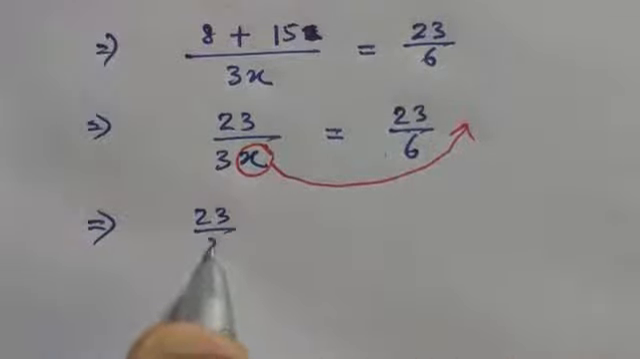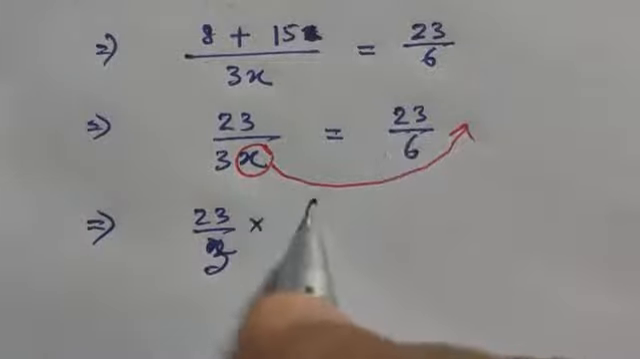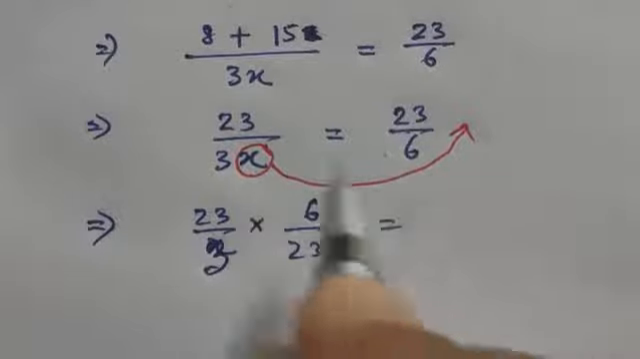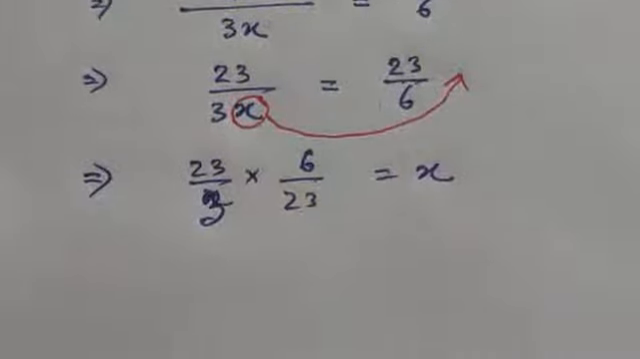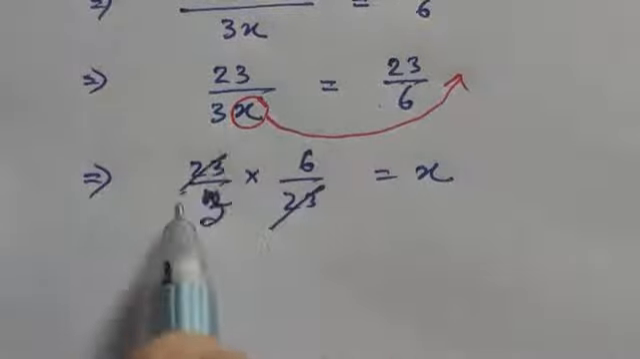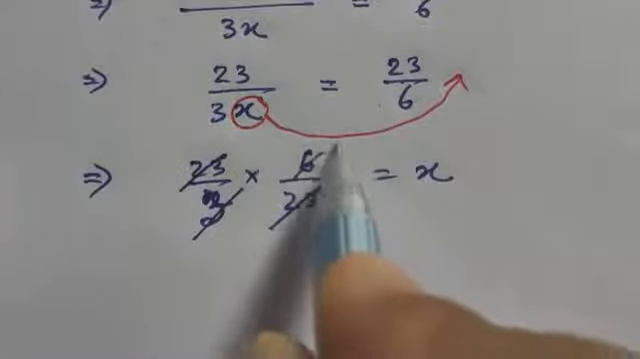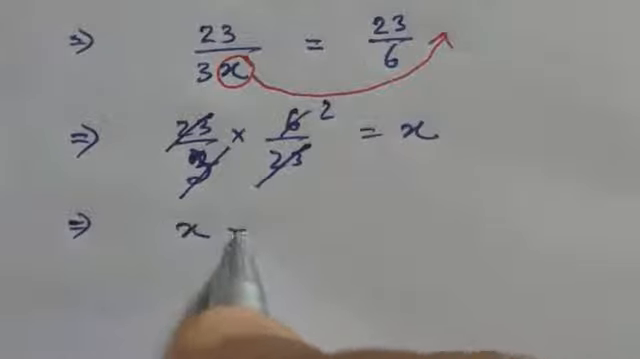23 by 3 will remain, multiplied with its reciprocal, that is 6 by 23, and x is shifted that side, x is left here. Got it? So very easily this 23 can be cancelled. This 3 2 times is 6. So x value is found as 2.